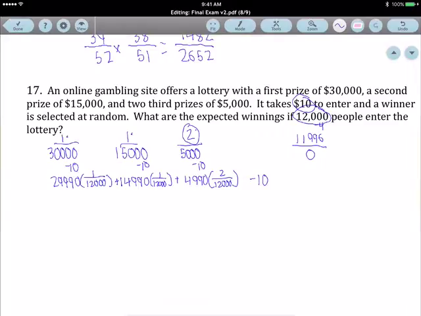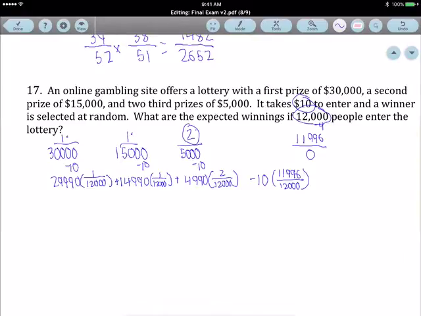And then for the negative 10, as we figured out, there's 11,996 of those out of 12,000. So we're taking each value times its probability and adding them all up. 29,990 times 1 over 12,000 plus 14,990 times 1 over 12,000 plus 49,990 times 2 over 12,000 minus 10 times 11,996 divided by 12,000.